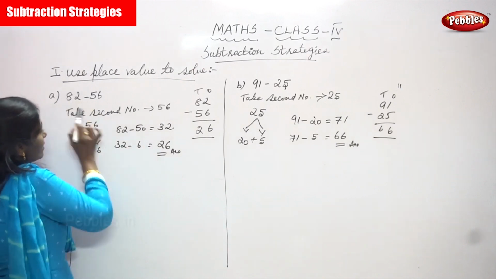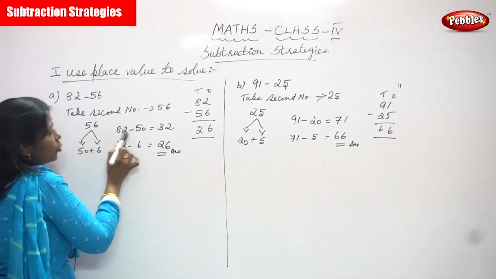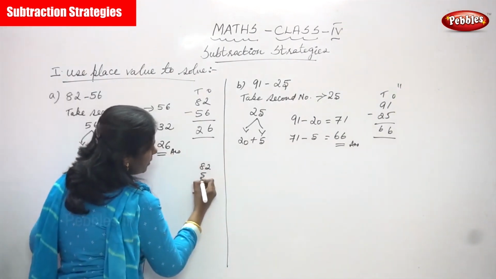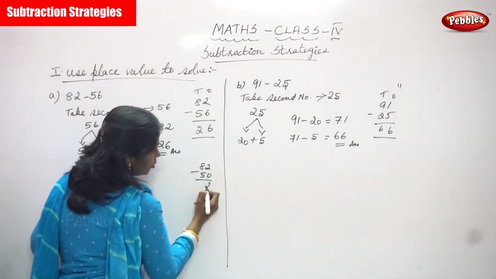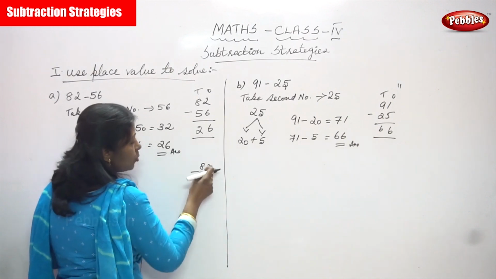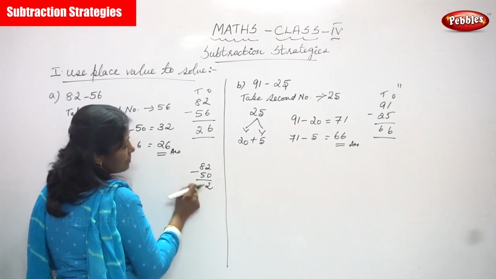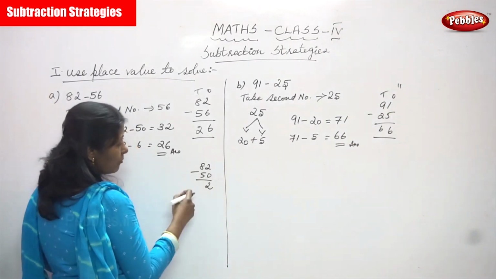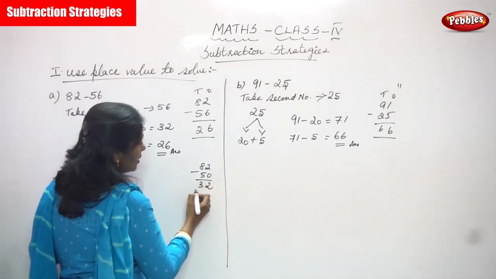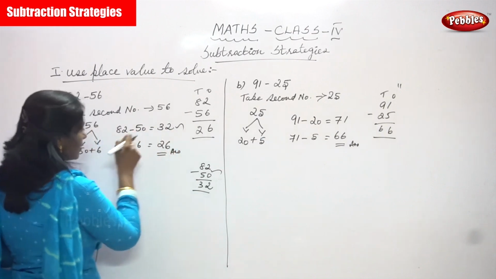Now we write the first number, 82, and subtract the tens: 82 minus 50. 2 minus 0 is 2. And 8 minus 5, counting backward, after 5: 6, 7, 8, that is 3. The answer is 32. So you write 32 again.